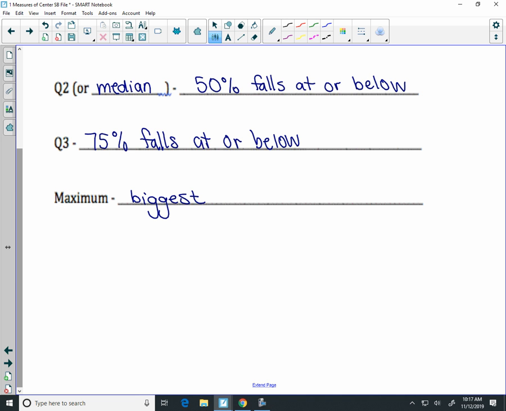We were very careful with all of the data sets to make sure that we are giving you data sets that are not going to have outliers. So you don't have to worry about whether a maximum is too big that it doesn't really fit in your data set.